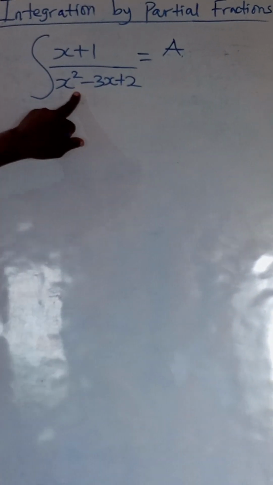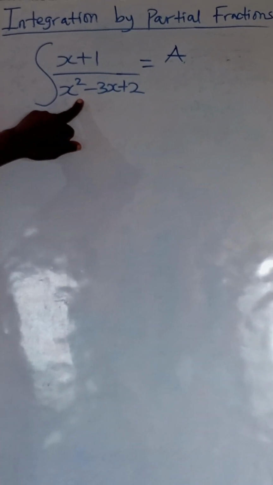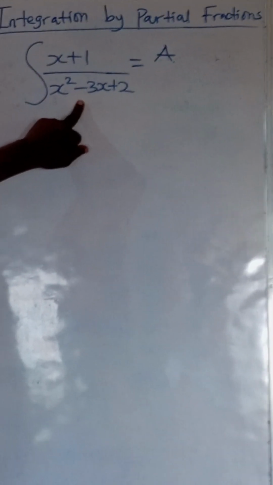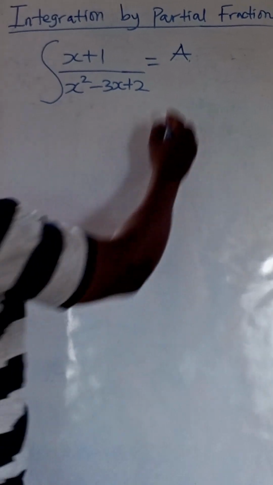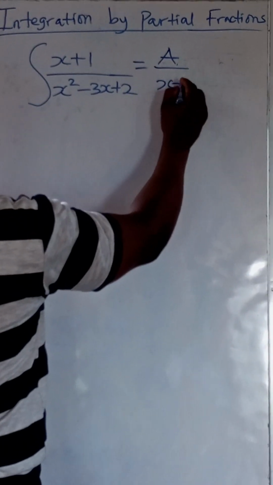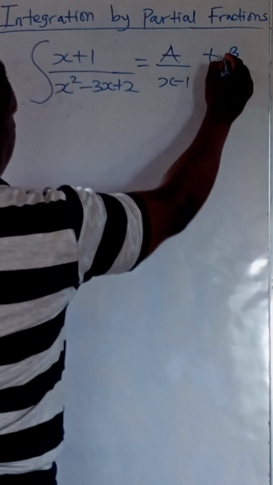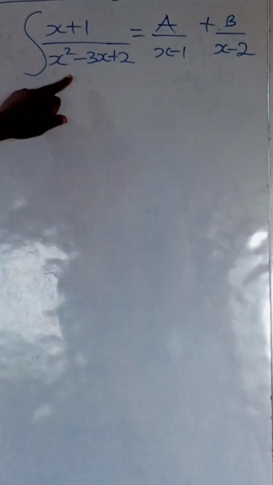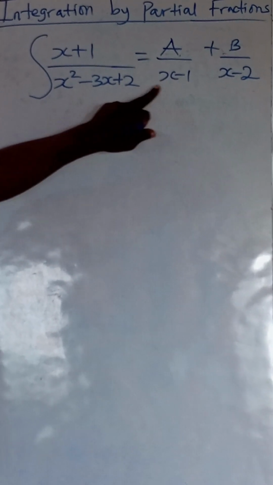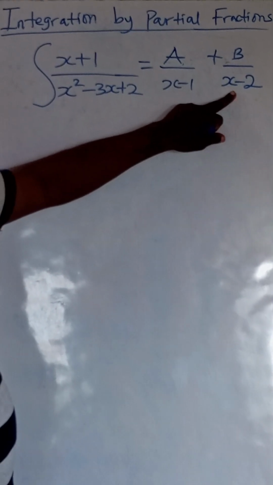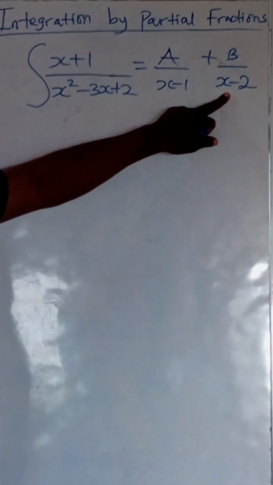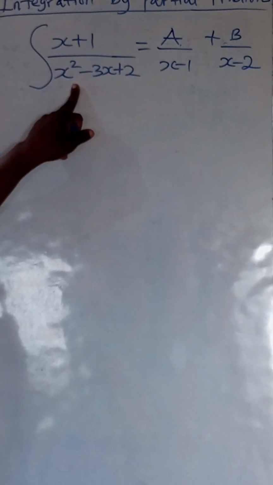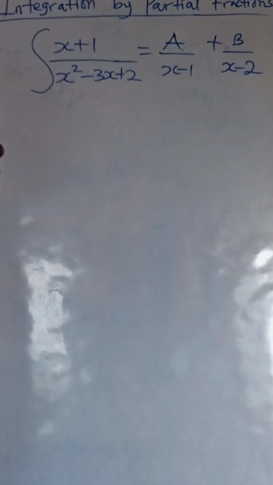Now, to solve this, let's say A over the factors of this quadratic equation. That is to say, I'm going to factorize this quadratic equation. The factors are x minus 1, then plus B over x minus 2. So the factors for this quadratic equation are x minus 1 and x minus 2. That is, when you multiply these two fractions together, you will arrive at this quadratic equation.